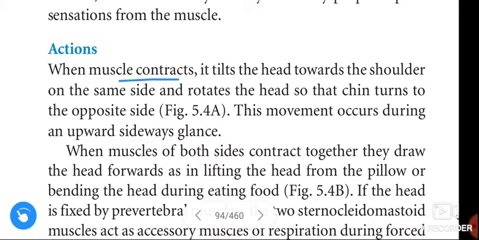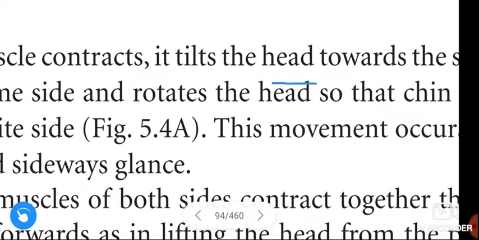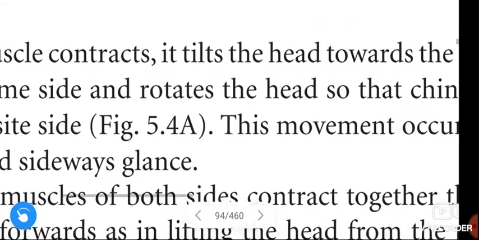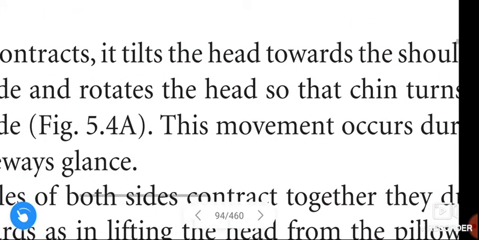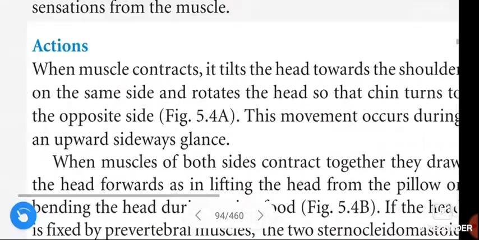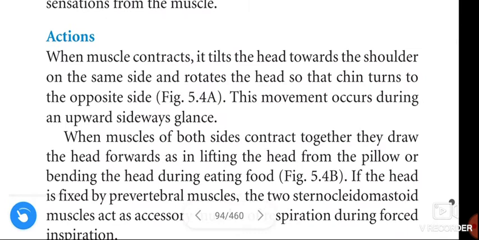Muscle contracts, head turns toward the same side, chin turns to the opposite side. Okay, clear? That means when the left side sternocleidomastoid muscle contracts, the head turns to the left side and the chin turns to the opposite side, that means to the right side.